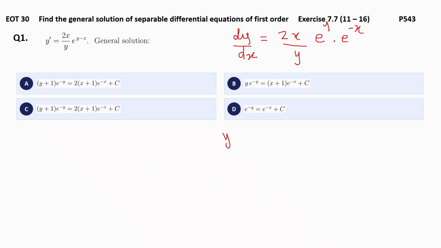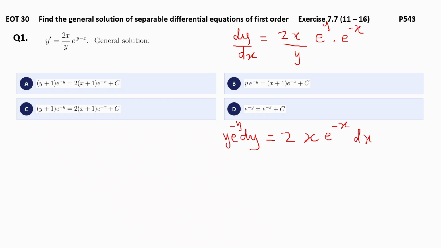At that point, you will get y dy. Also, you have e power y, isn't it? So e power y will come to the denominator as e power y. So when you bring it to the numerator, it becomes e power negative y. That's equal to, you already have a 2, you have x e power negative x dx.